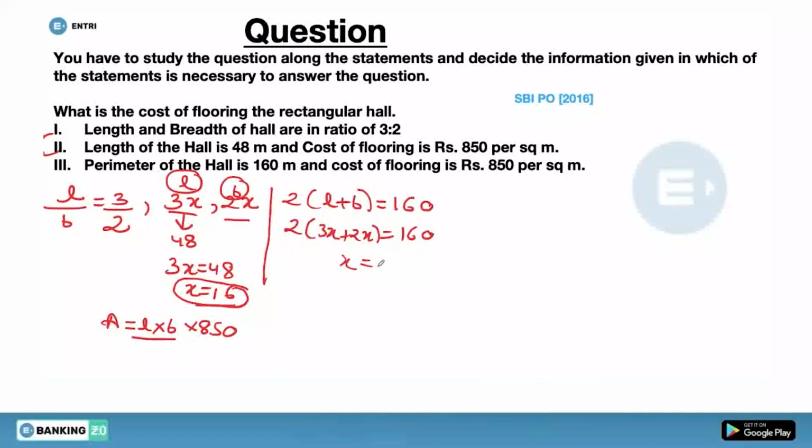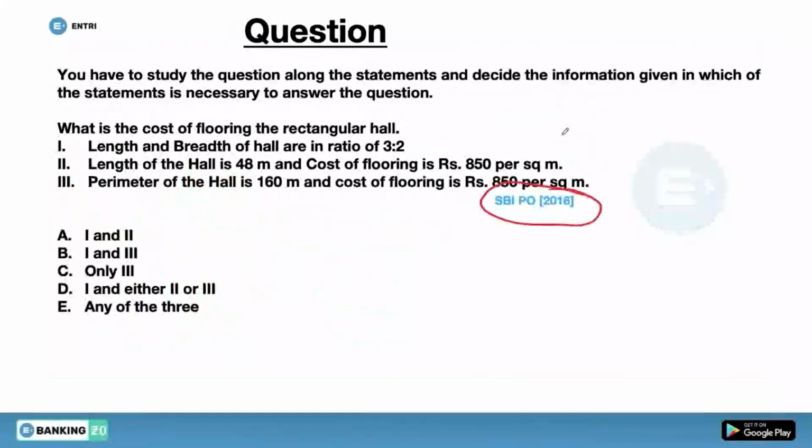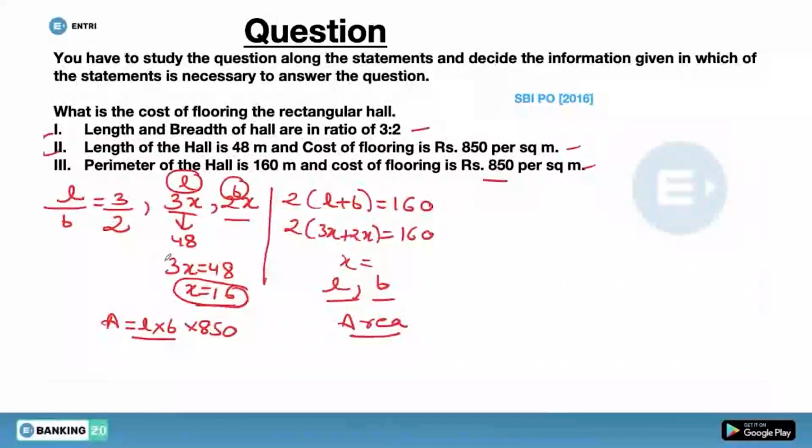And if I am able to solve the x value, that means I can calculate its length, I can calculate its breadth, and if I know L and B, I can calculate its area as well. And when the area is found, by multiplying it by 850, I can get the answer. That means using the first condition, along with either the second or third condition, can be used to get the answer. Fine. So what would be the correct answer? The correct answer is that you can use any of the conditions along with 1. So the correct answer is going to be D. Fine. Let's move on to the next question.